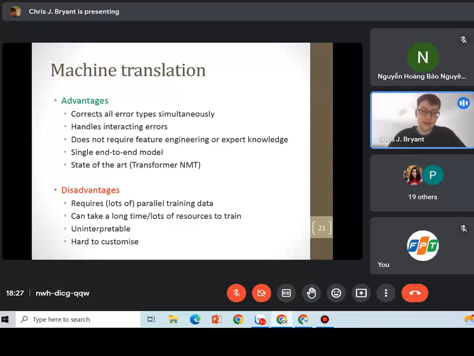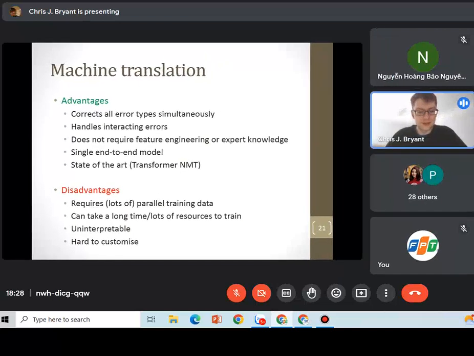Now, disadvantages are, as I mentioned, it does require parallel data. Ideally, that's human annotated, but if that's hard, it can also be artificial. As a neural system, it can also take a lot of time to train and a lot of resources to train. So there's that to consider. You might remember I said the main advantages of rules are that they're interpretable. Well, machine translation is uninterpretable. It will output a corrected sentence, but it's very difficult to work out why it has made a change in a given place.